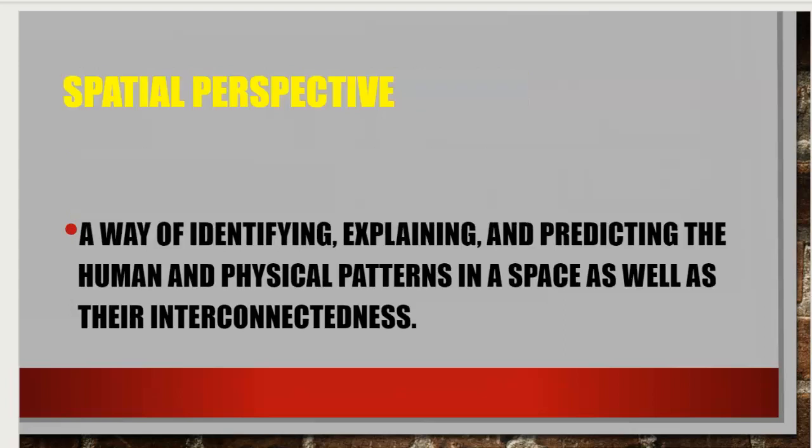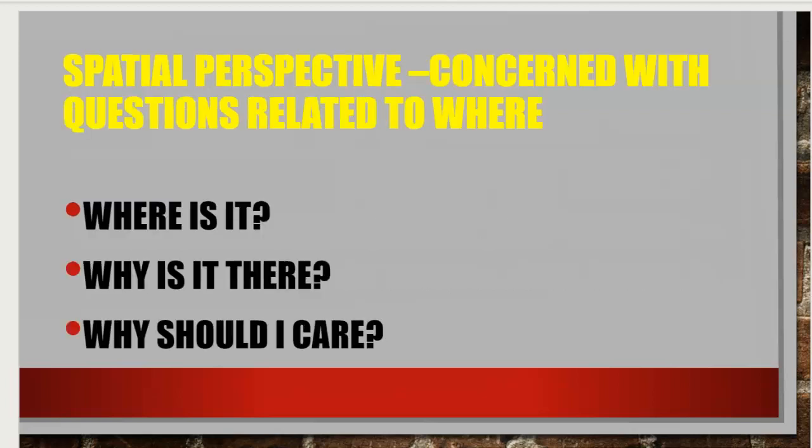The first one is a spatial perspective. That's the way we identify, explain, and predict human and physical patterns in a space, as well as how they are connected, or their interconnectedness. So basically when we're thinking about spatial perspective, we're saying, where is it? Why is it there? And why should I care? Those are the questions that a geographer is thinking about when they think spatially.